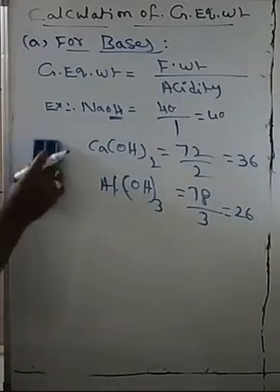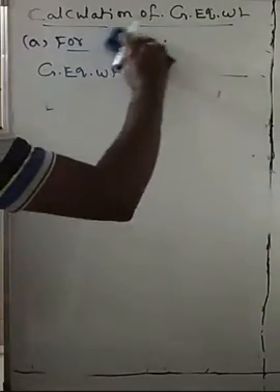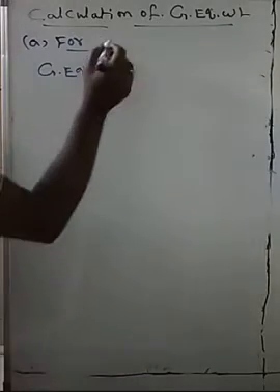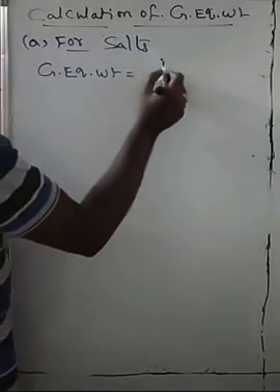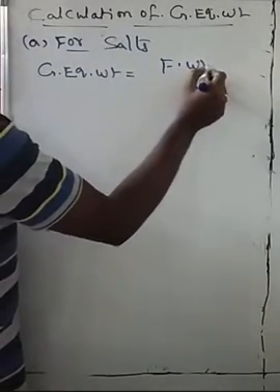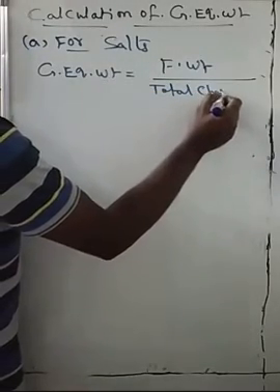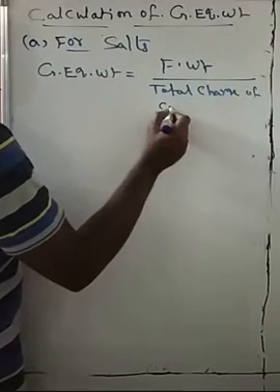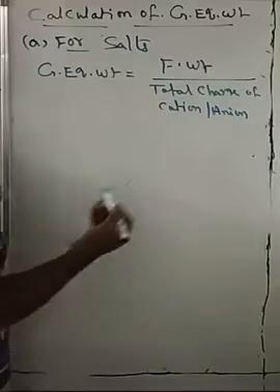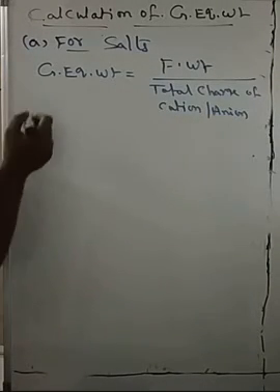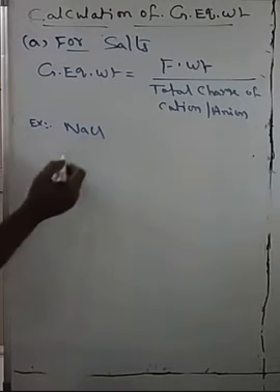Next, calculation of equivalent weight for salts. How to calculate equivalent weight for salts? In this case, use formula weight divided by total charge of either cation or anion. That is the formula. For example, take sodium chloride, NaCl.